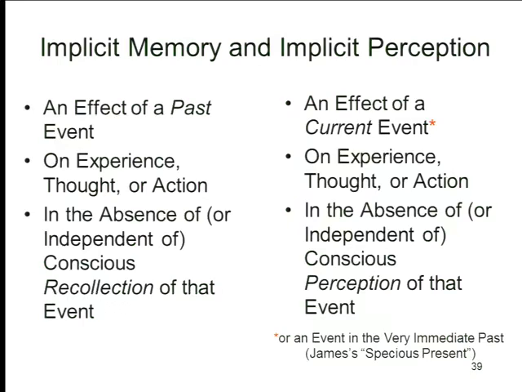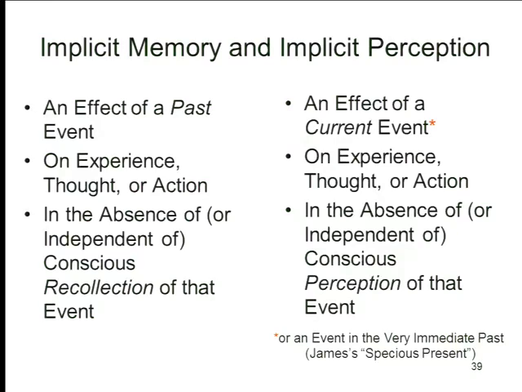So first, let's look at the relationship between implicit memory and what I'm going to call implicit perception. In implicit memory, we have an effect of a past experience on the person's current experience, thought, or action in the absence of conscious recollection of that past experience. The definition of implicit perception is exactly parallel to this. We have an effect of a current event, an event in the current stimulus environment, that influences the person's experience, thought, or action in the absence of conscious perception of that event. Okay, so that's basically how these two definitions line up in parallel.